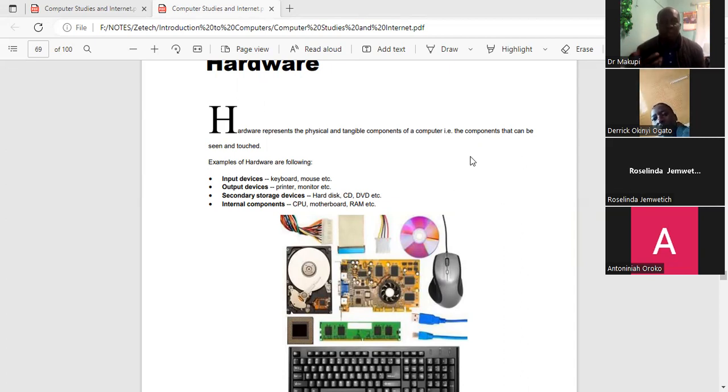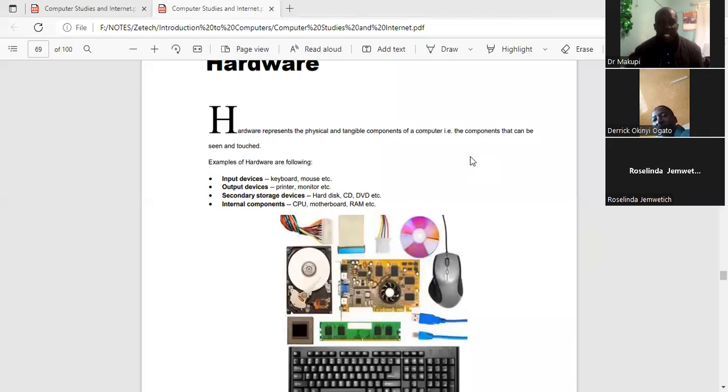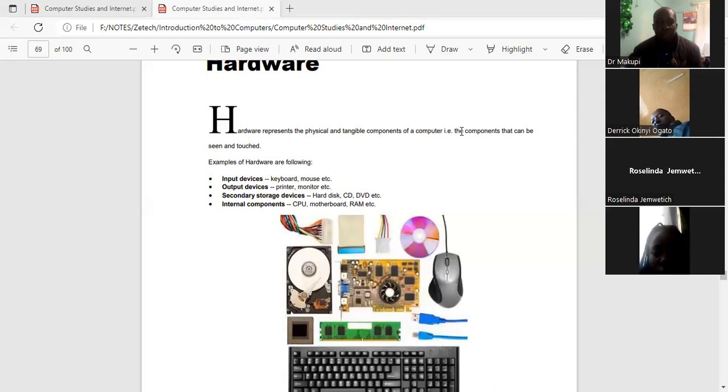The other one is output devices. These are devices which are used to display. When we are talking about printers, monitors in the other units on output devices, those ones entail computer hardware because you can touch and you can see. There's also secondary storage devices like hard disks, compact discs, DVDs, which are also components which are tangible and they are part of what we would refer to as computer hardware.